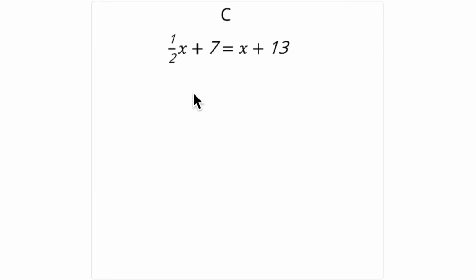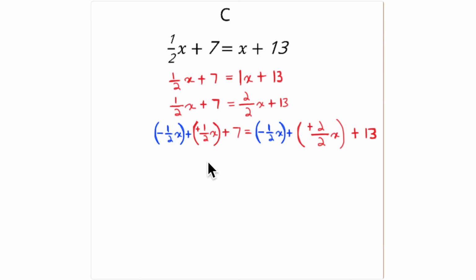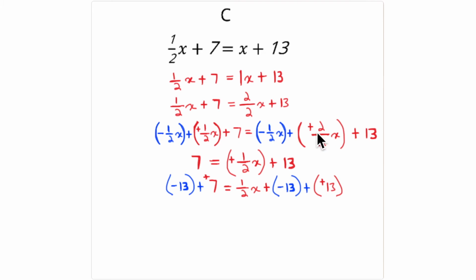In problem C, there are a couple of ways to work with this 1/2 x. One way is to label this x here. This is actually 1x. And then I'm going to change that 1 to 2/2. So now I can add a negative 1/2 x to this side to get rid of this 1/2 x, and add a negative 1/2 x to this side and add this to 2/2 x. Well, 2 plus a negative 1 is equal to 1. 2 minus 1 is 1, and it's a positive 1 because there are more positives than negatives. So this becomes a positive 1/2 x.